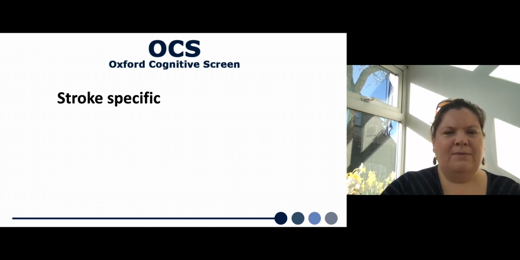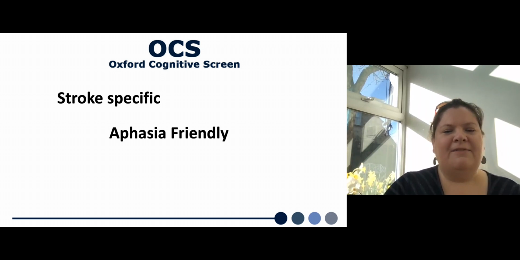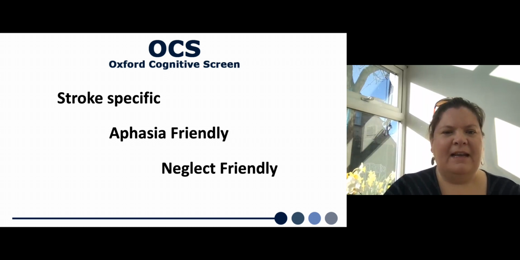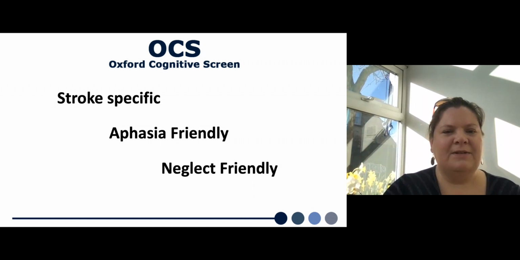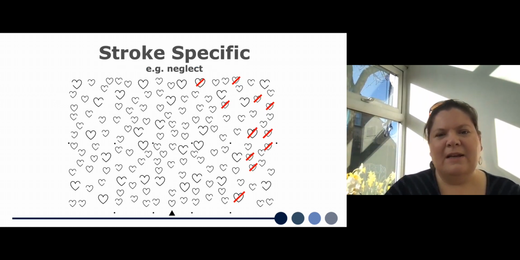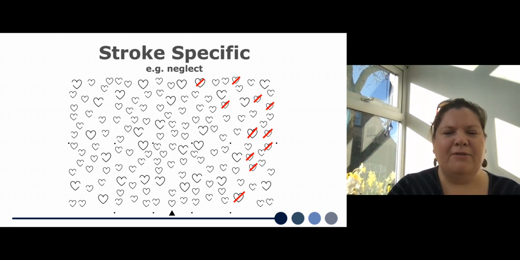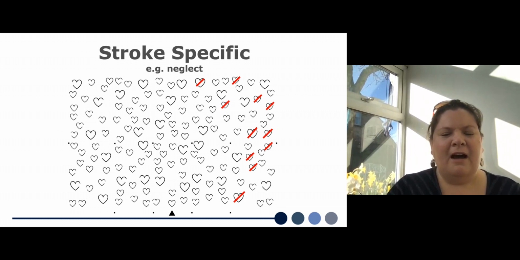So the key take-home message is that it was made for stroke. It's very much stroke specific. It was made to be aphasia friendly, and it was made to be neglect friendly, and assess different domains of cognition. So when we talk about stroke specific, it means, as I've hinted at before when I gave you the overview of impairments, we want to pick up things like neglect. This is a highly common problem within stroke, and it's something we want to be screening for.